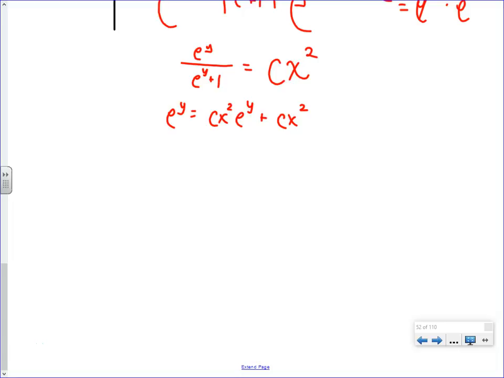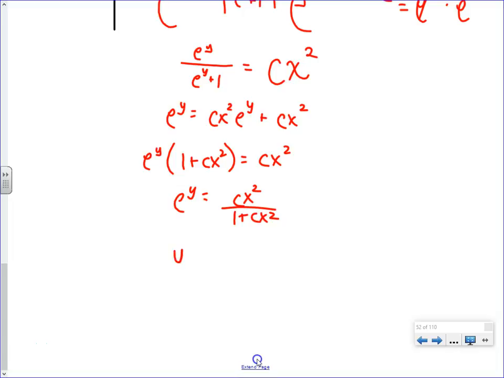You can rewrite it as plus or minus c, and then it's a new arbitrary constant. And then I get everything to one side, I'd factor out my e to the y, and I would have 1 plus cx squared, and then I would have e to the y equals cx squared over 1 plus cx squared, and then I would do ln of both sides.